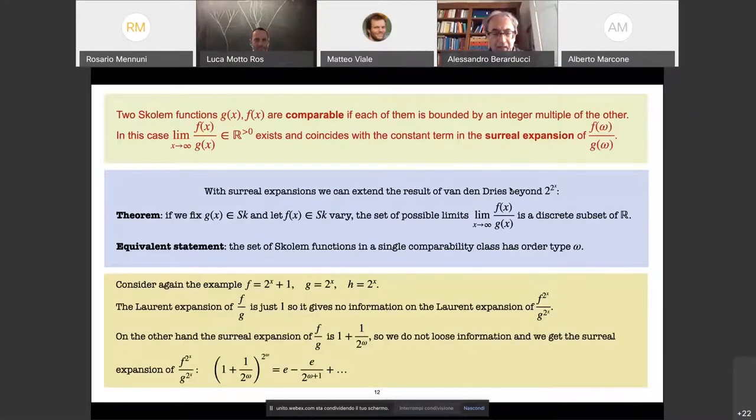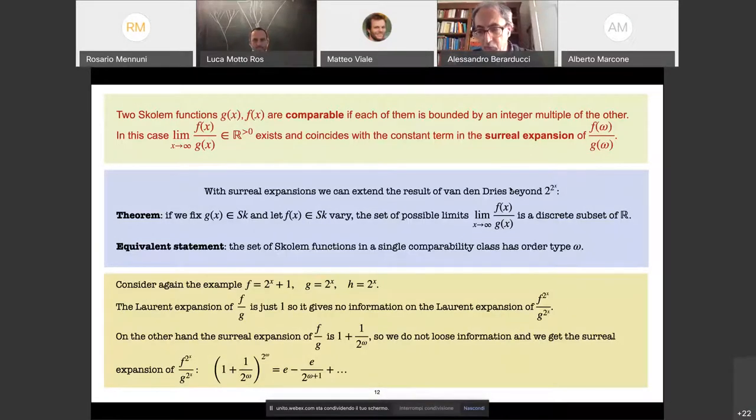So let's go back again to the example we have seen before. You have three functions, 2 to the x plus 1, 2 to the x, 2 to the x. You have f divided by g. You want to compute the limit of f to the 2 to the x divided by g to the 2 to the x. Well, of course, you can do it by hand in this particular case.